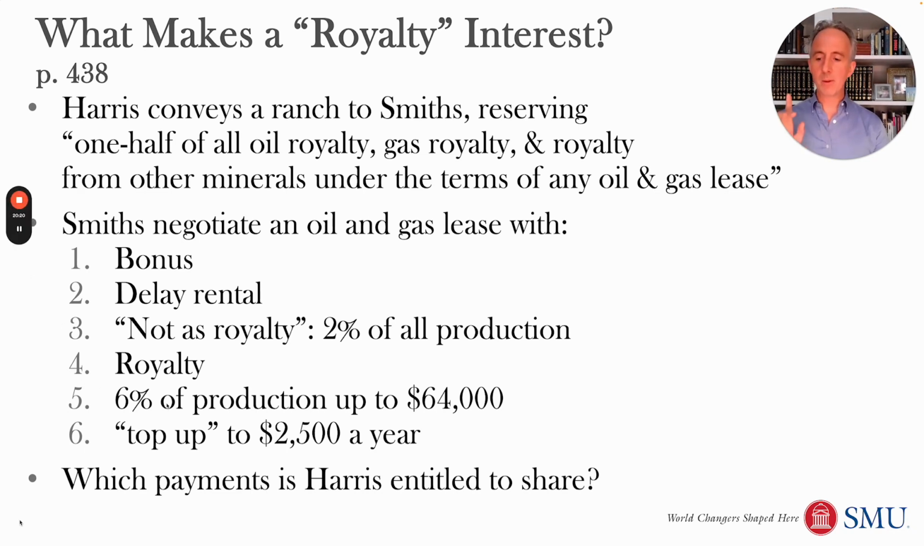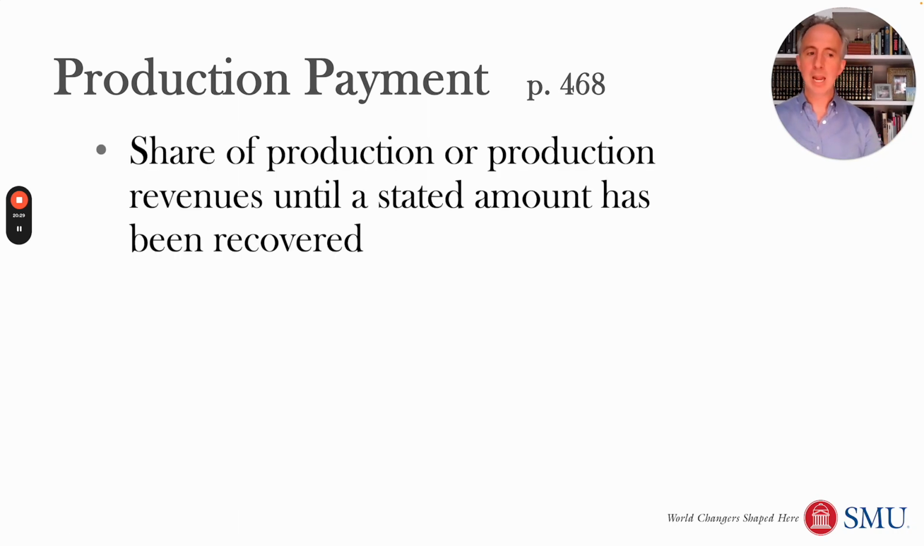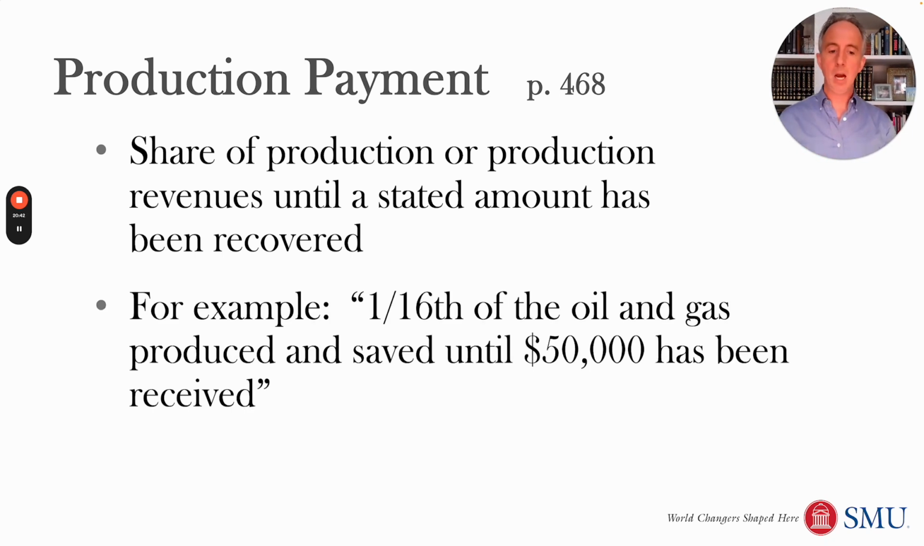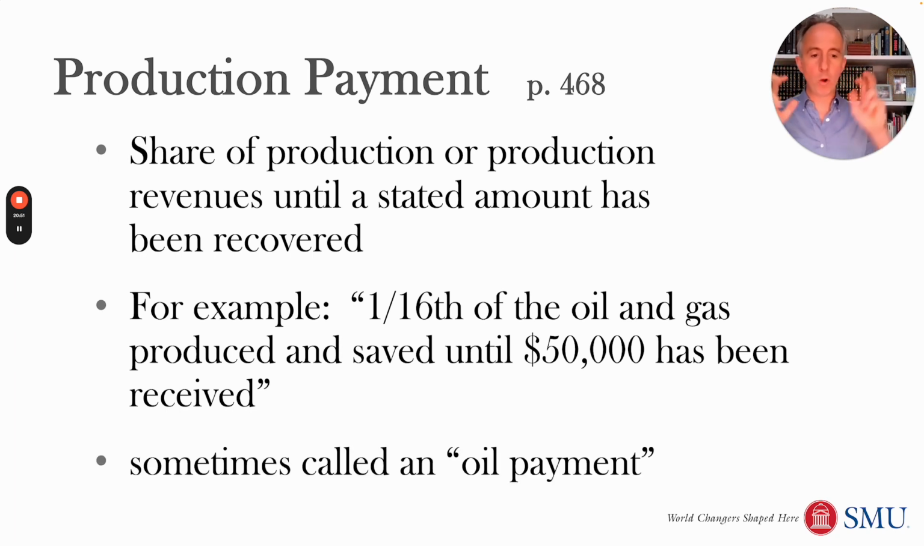Okay. Let's talk about this production payment for a second, where it's 6% of production up to $64,000. This is not an unusual provision to be included in an oil and gas lease. It's not nearly as common as just this typical bonus and royalty that we've talked about. But this idea of a share of production or production revenues until a stated amount has been recovered is not that uncommon. So here's another example. For example, 1/16 of the oil and gas produced and saved until $50,000 has been received. Sometimes that's called an oil payment.